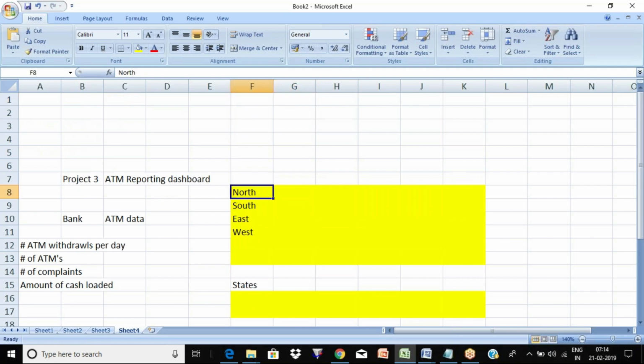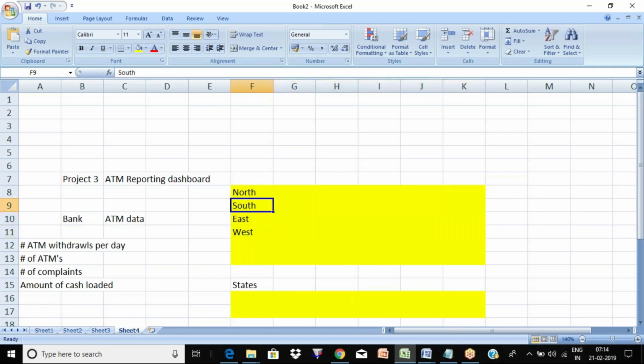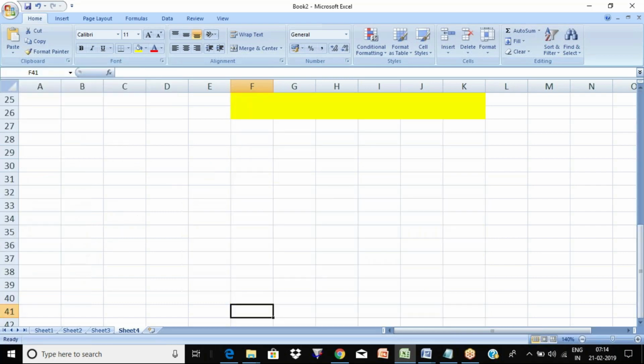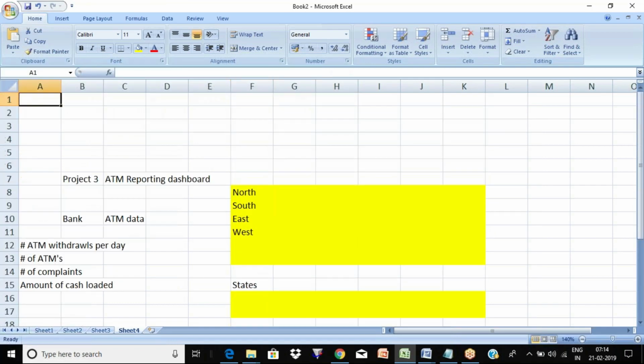Senior management will be interested in a high-level view of what is happening. How many complaints do we have pan India? But a person who is responsible for that will want to go and say, which is that ATM, right? We can also do that.